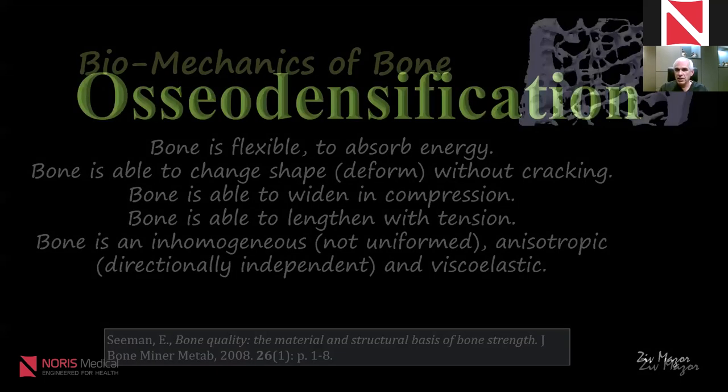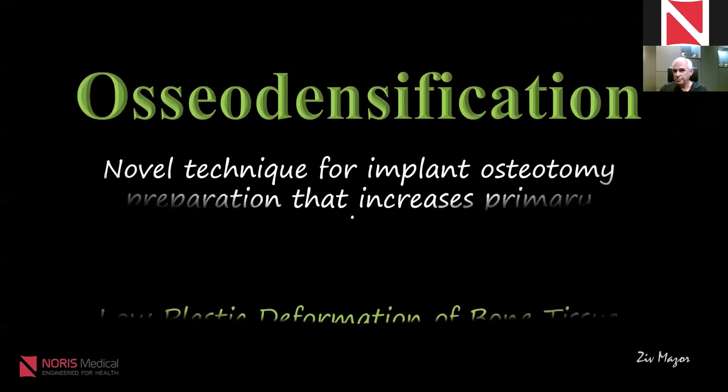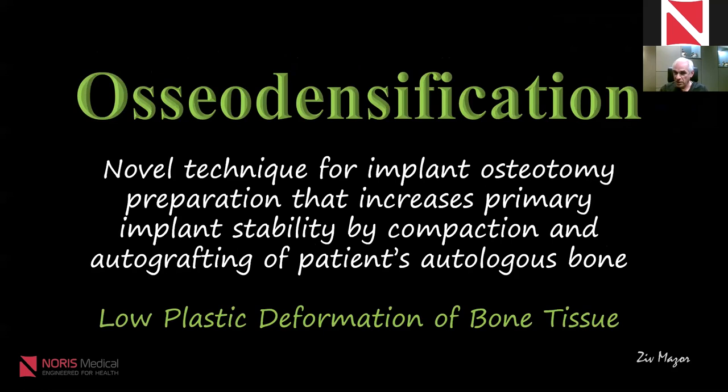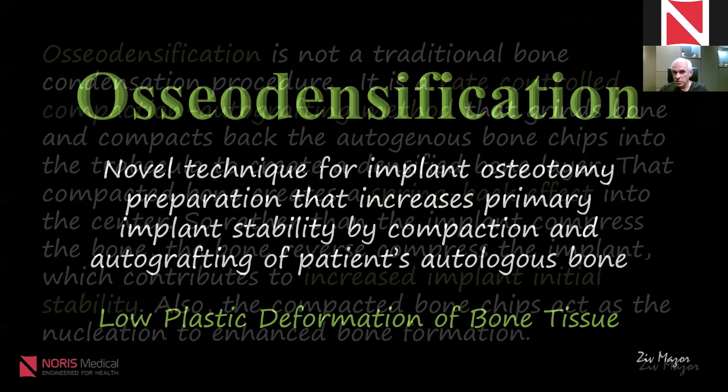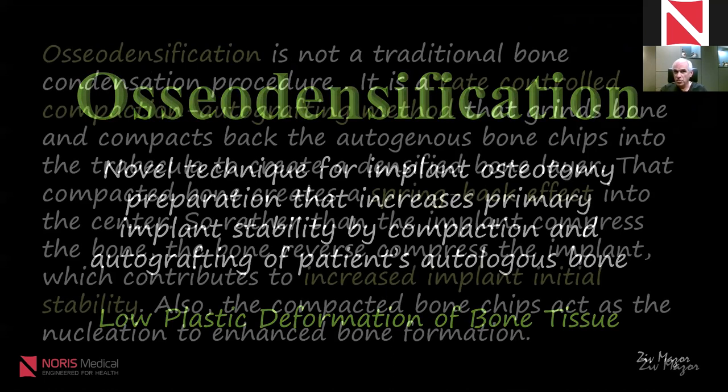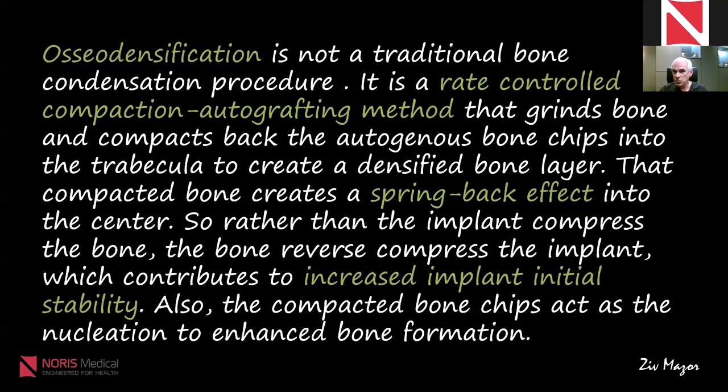Now, osseodensification is a technique for implant osteotomy preparation that increases the primary implant stability by compaction and autografting of the patient's autologous bone. So we are talking about low plastic deformation of bone tissue. It is not a condensation procedure, as some of you might think. It is a rate-controlled compaction autografting method. That means we are autografting the patient's own bone into the adjacent trabeculae. And by compacting the bone, we create what we call a spring-back effect, which goes back to the center and promotes the initial stability of our implant. Also, the compacted bone chips act as nucleation sites to enhance bone formation.